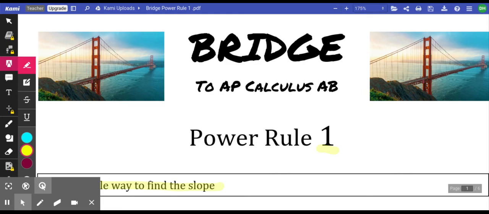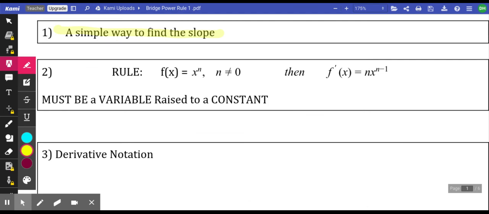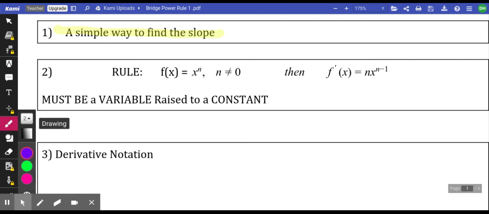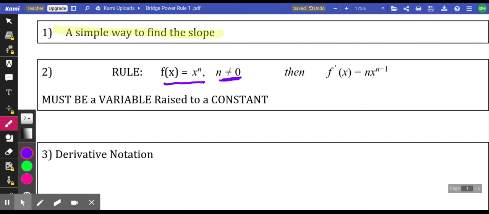Let me switch back and just really give you the formal definition in case you didn't copy or figure it out yourself here. So here's the rule, and this is what you want in your notebook, of course. If f of x equals x to the n, where n cannot be 0, so it can be any number, a fraction, a decimal, a whole number, a positive number, a negative number, just not 0, then its derivative is nx to the n minus 1.